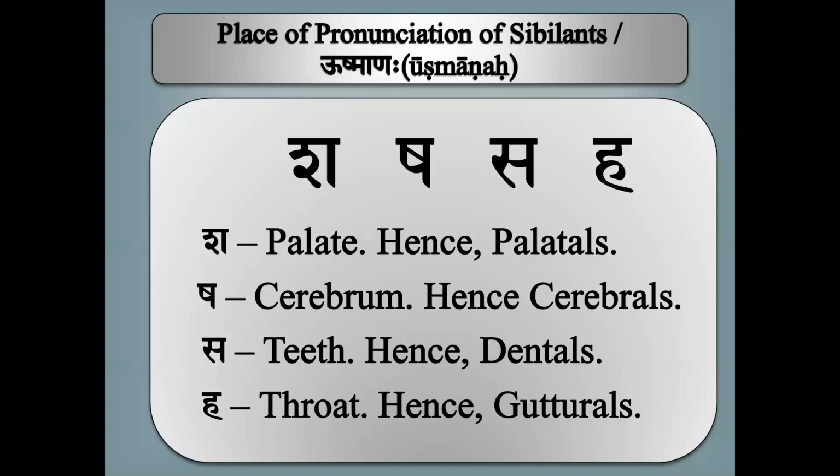All the four are Mahaprana. There is no Alpa Prana, Ushmana, Varna. There is no non-aspirate sibilant. Remember.